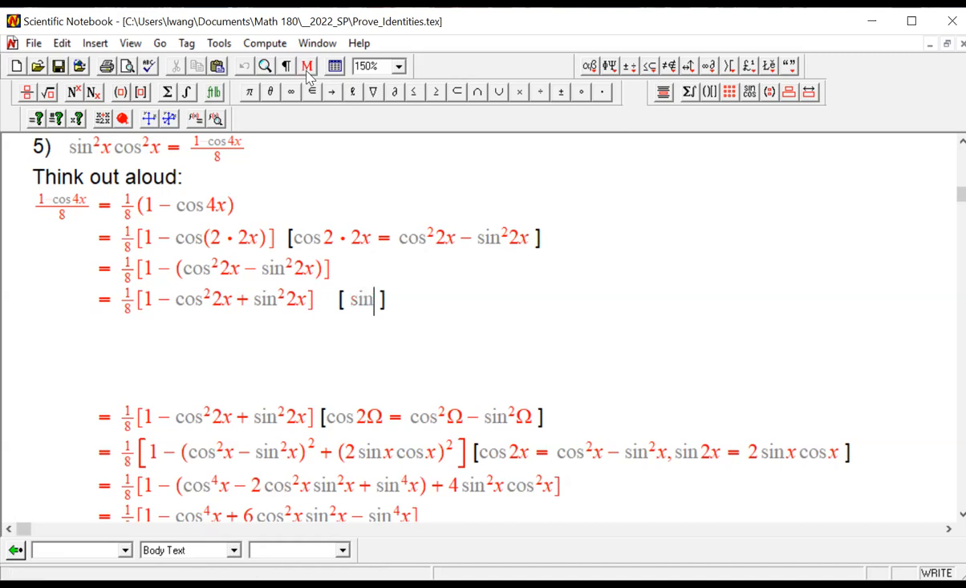Remember, we have this identity: sine squared omega plus cosine squared omega equals 1. This is true always, right? So as a result, sine squared of omega is equal to 1 minus cosine squared omega. Do you guys see what I'm doing here?